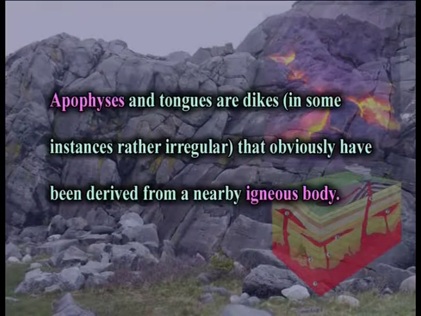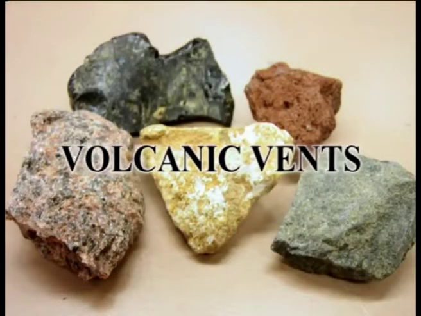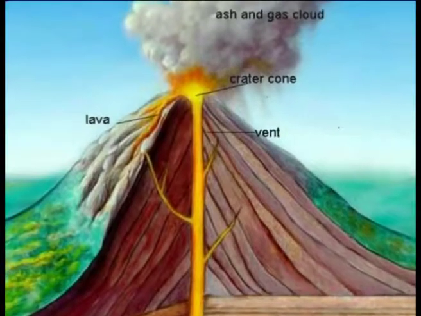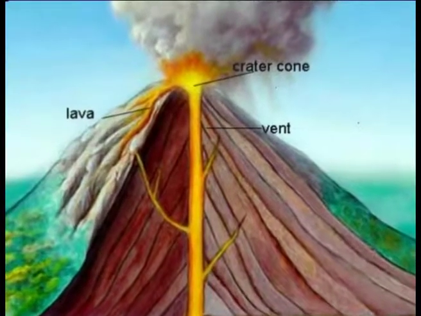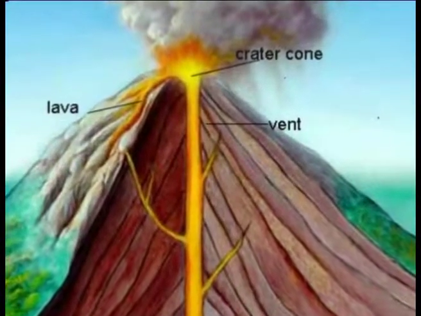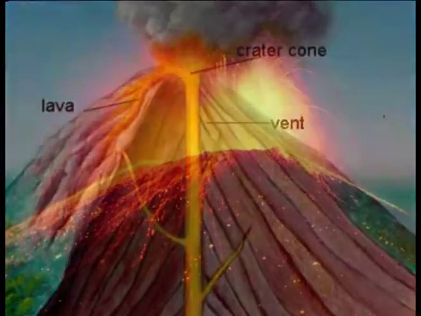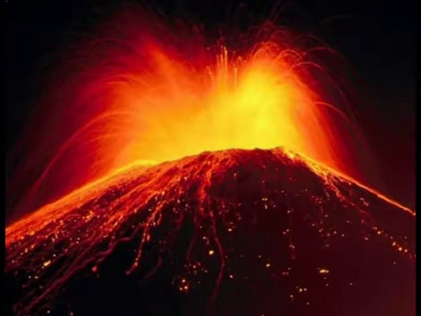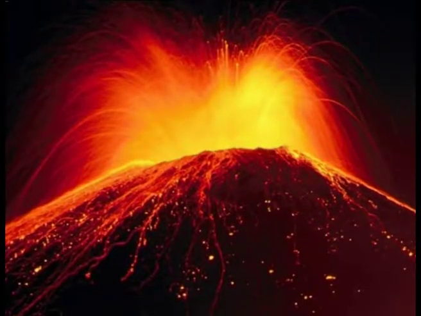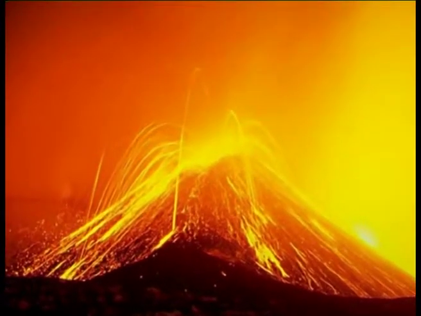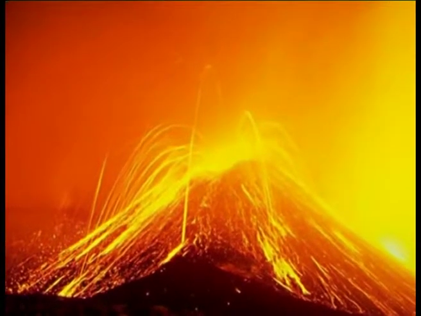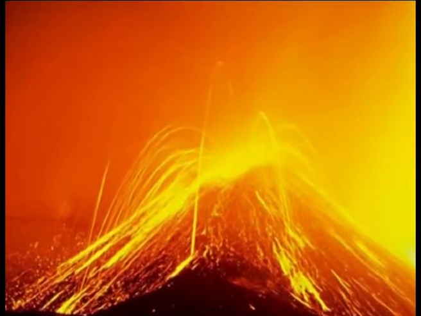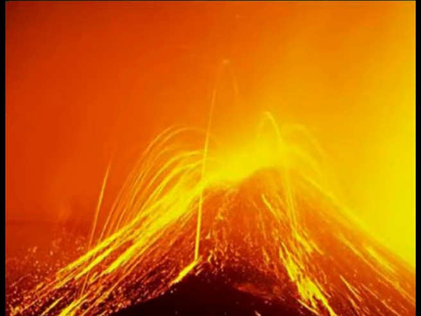Apophyses and offshoots are dikes, in some instances rather irregular, that obviously have been derived from a nearby igneous body. Volcanic vents. Volcanic vents, also called necks and plugs, are the roots of volcanoes that have been eroded away. They are circular, subcircular, or even irregular in plan. They are a few meters to kilometers in diameter. Some composite vents are even larger and have resulted from several successive eruptions.